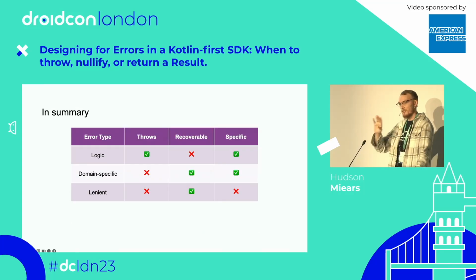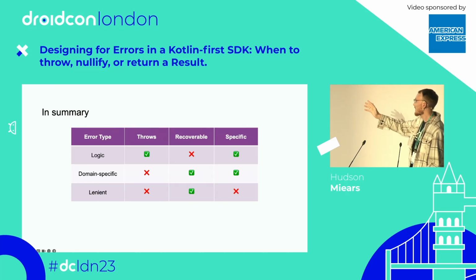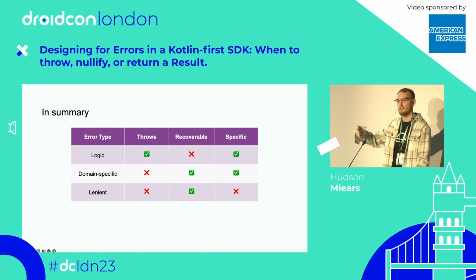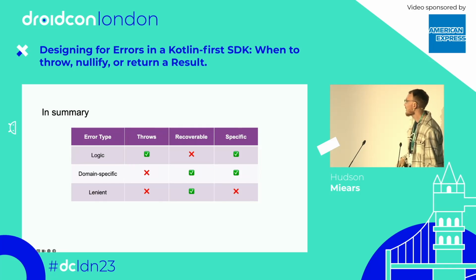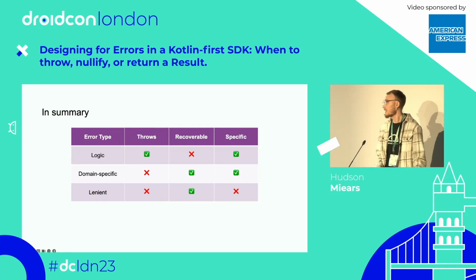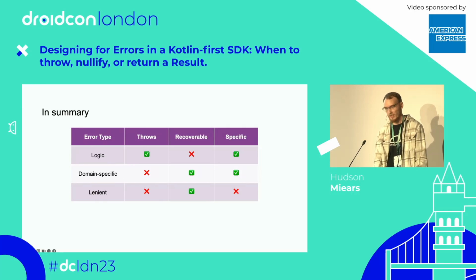So in summary, those are the three types of errors. You have logic errors, which throw. You have domain-specific and lenient errors that are recoverable. The code is able to recover from those cases. And we have specific errors where it matters what the error was that occurred, which covers the logic and domain-specific errors. And I'll have this chart up again at the end of the presentation.